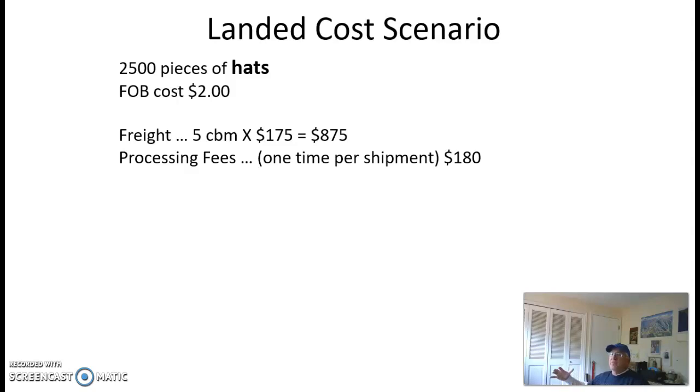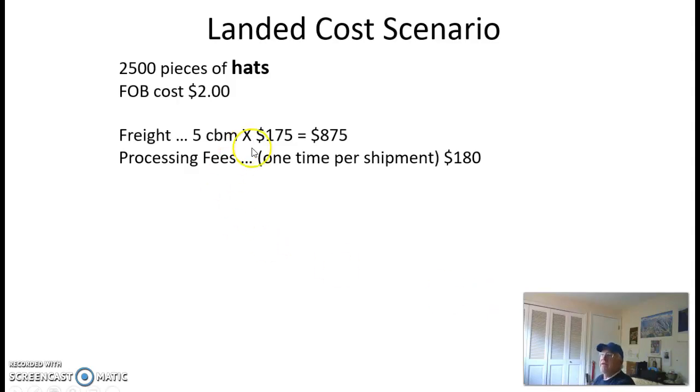I know 2,500 pieces of hats is going to be about 5 cubic meters. Now think about a cubic meter. What is it? It's a meter. A meter is this long, so you've got a meter right here. Your desk is about a meter deep, about a meter high, and a meter wide. That's your cubic meter. So you've got 5 of those that take 2,500 hats. That's basically how it works.